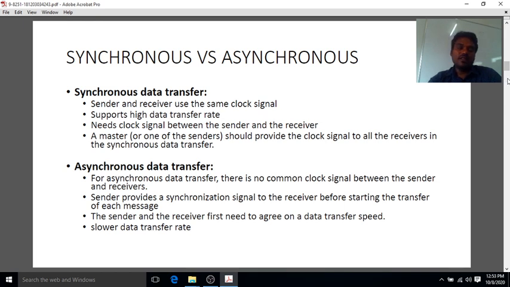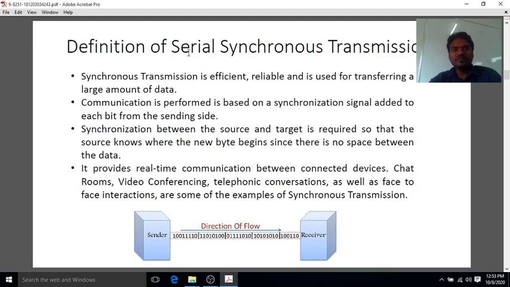Synchronous means that the transmitter and the receiver make use of the same clock, whereas asynchronous means the transmitter and the receiver, that means sender and receiver, use different clock signals. There is no synchronization of speed. There is no synchronization between the receiver and the sender. This is about synchronous and asynchronous.